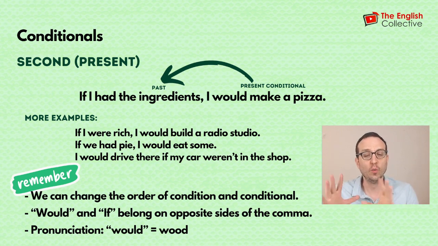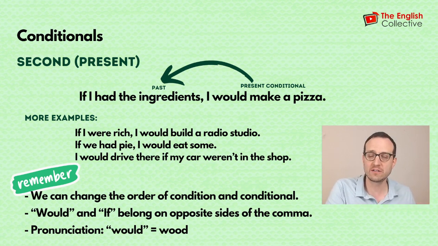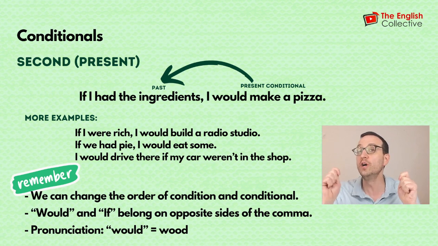And be careful. Would and if go on opposite sides of the comma. Okay? Eso es un error muy típico. Oigo bastante. If I would have the ingredients. No, if I would have. No. If I had the ingredients, I would make a pizza. So the if and the would on opposite sides.